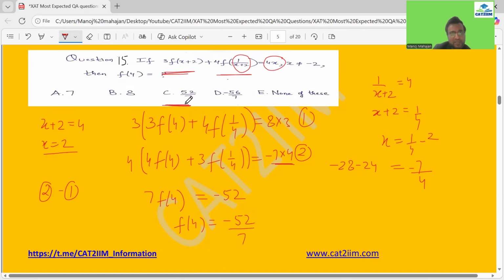So don't mark C for calculator error. That could be a silly mistake. So try to avoid that. Positive, negative, you would definitely have to see. So the correct answer is option E out here, right? They have the favorite choice, none of these, in most of the questions of the XAT paper.